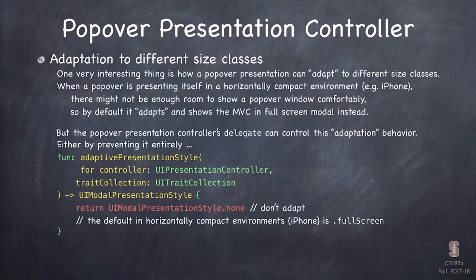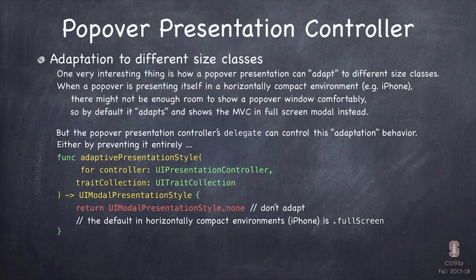But you can stop that if you want by setting the delegate like I showed on the previous slide, and then implementing this delegate method called adaptivePresentationStyle for controller traitCollection. And it's essentially asking the delegate, I'm about to present this thing with this trait collection, like horizontally compact, right?